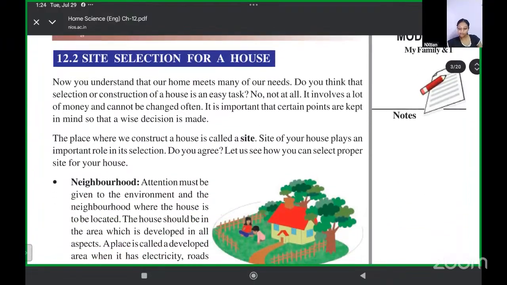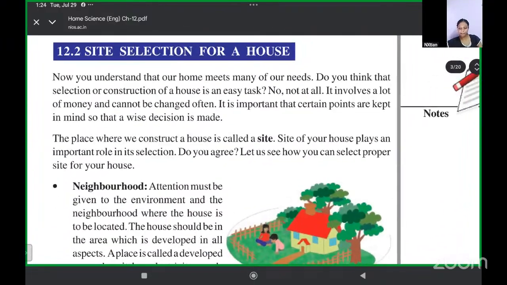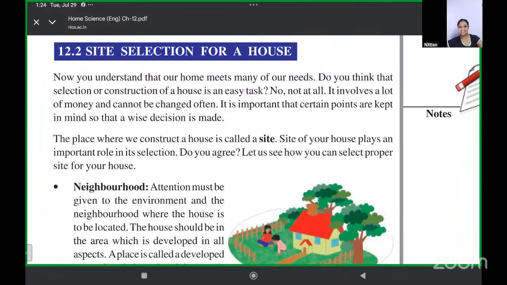Now, there is site selection for a house. What is a site? A site is a particular area, a particular place.